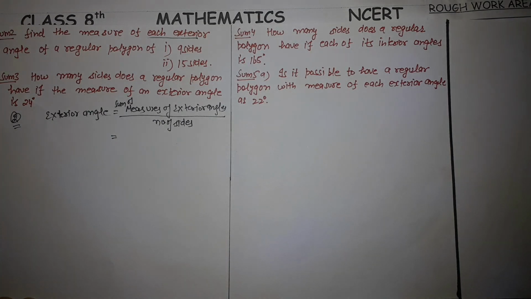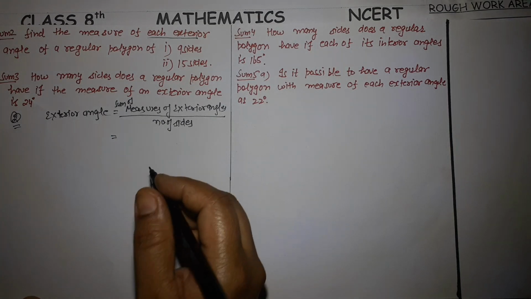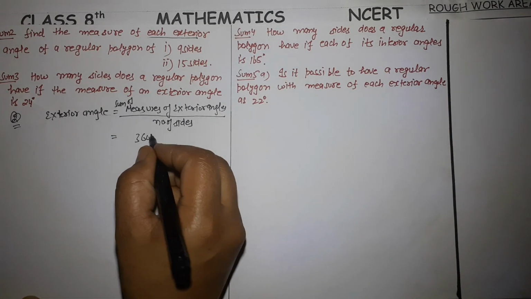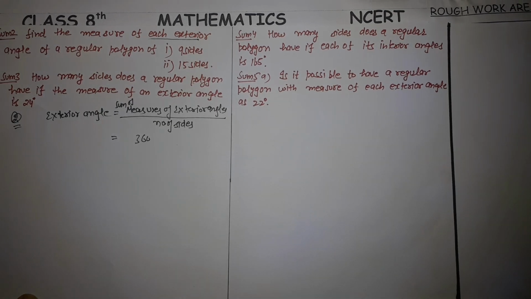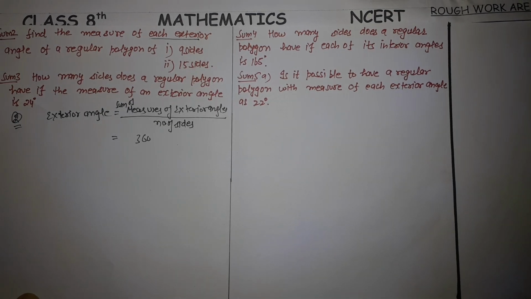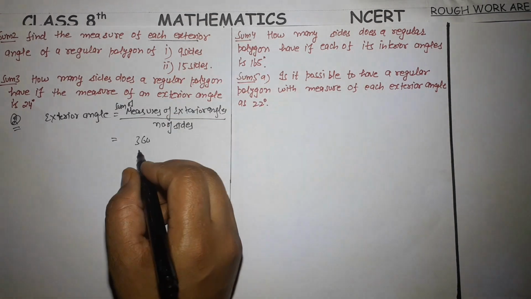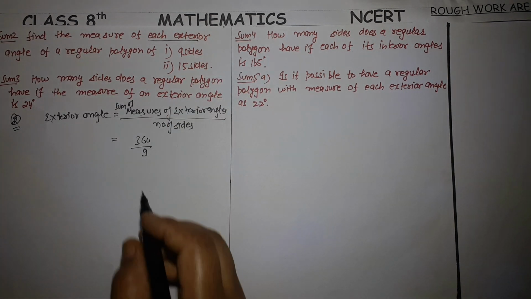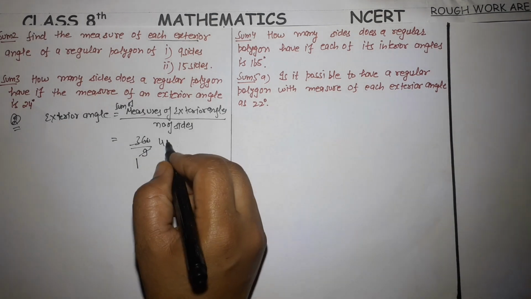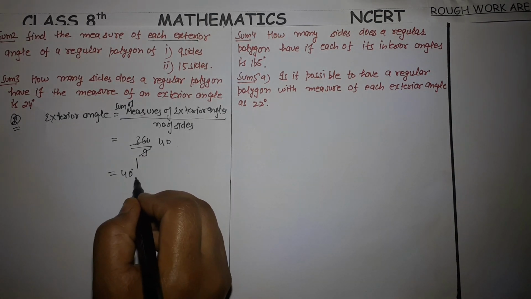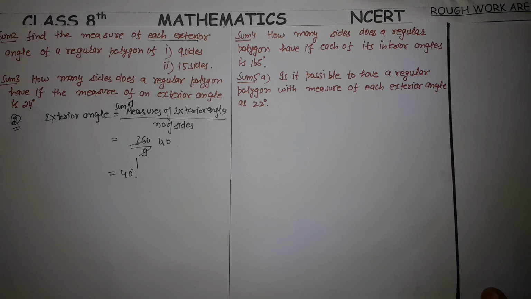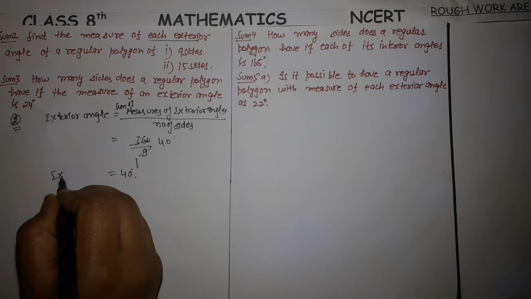We know that the sum of exterior angles of any polygon is 360 degree, divided by how many sides? 9. Cancel. The exterior angle is 40 degree, that is your required angle.